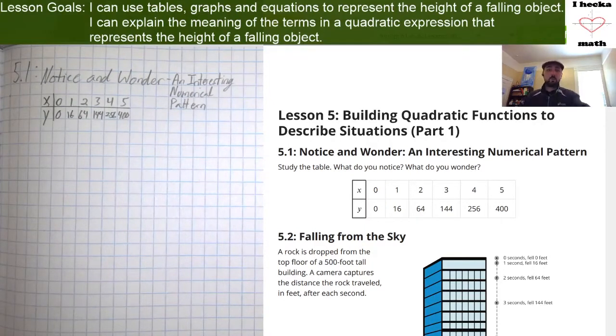So let's jump right into problem number 1, 5.1. Notice and wonder, an interesting numerical pattern. Study the table. What do you notice? What do you wonder? So go ahead and take a few notes, write down a few things you notice and wonder, pause the video, and then when you come back, I'll tell you what I notice and what I wonder. Okay, go ahead and pause the video now.